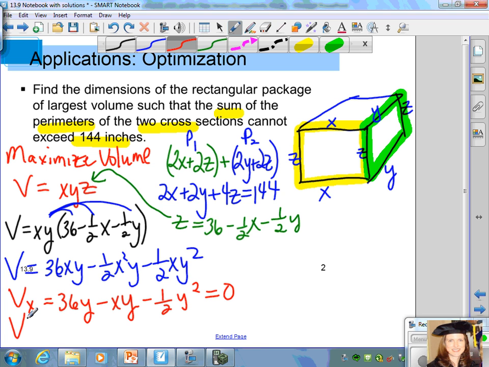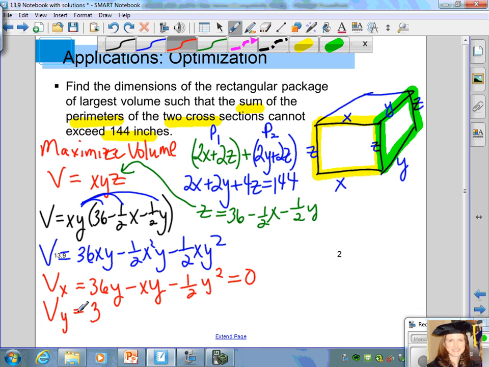Now we want to take the partial derivative of this with respect to y. Treat y as a variable, x as a constant. You get 36x minus the derivative of this constant times y, which is this constant, 1/2 x squared. And then the derivative of the last term is 2 times 1/2 x, that's going to be minus xy. Again, we want to find out where that is equal to 0.